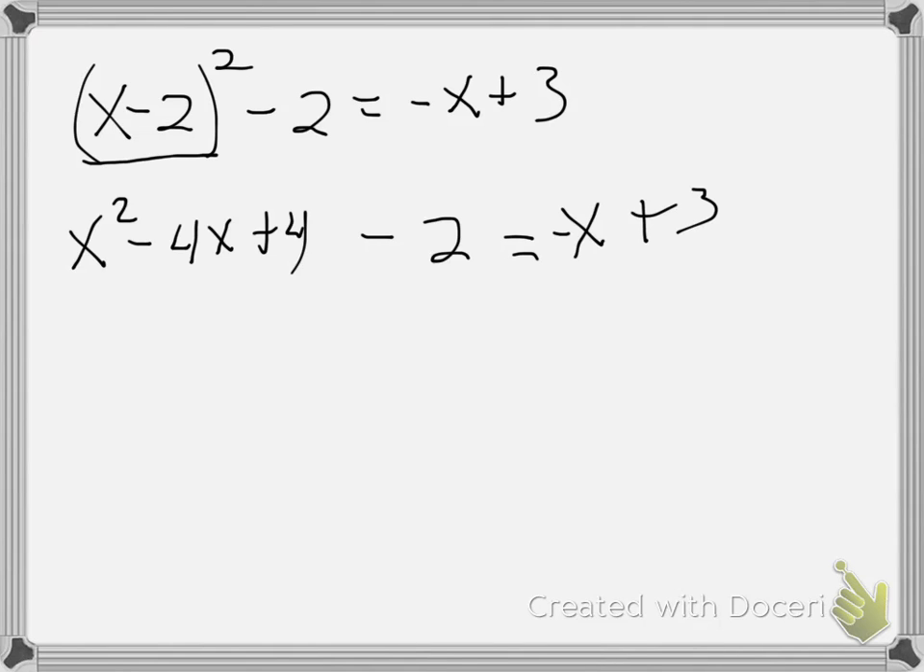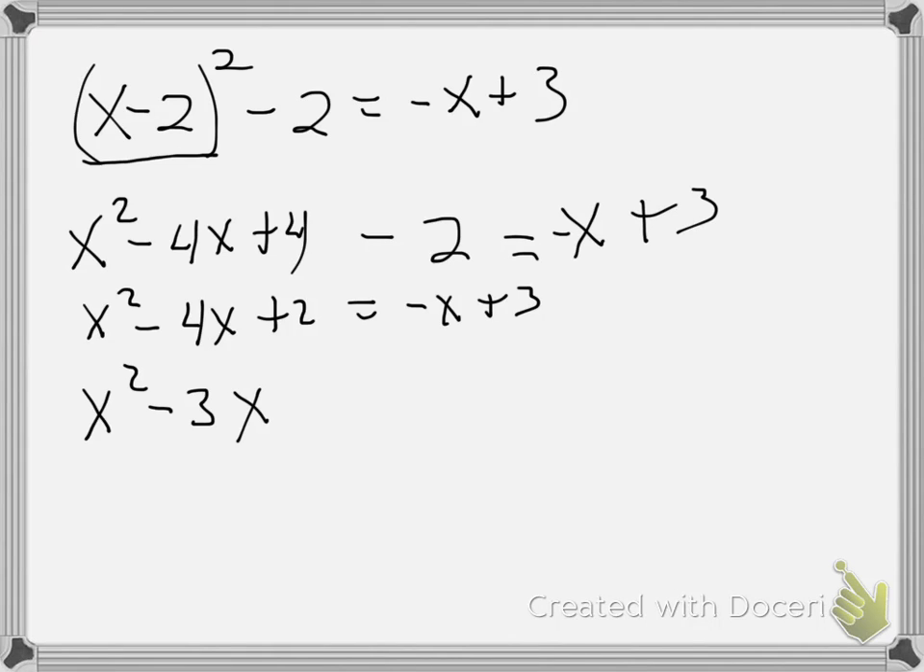Let's see. So if I combine like terms over here, I get x squared minus 4x plus 2. That equals negative x plus 3. I move this stuff from the right to the left, and I get x squared, and I'm going to get minus 3x, and I'm going to get, oh, looks like minus 1, and that's going to equal 0.